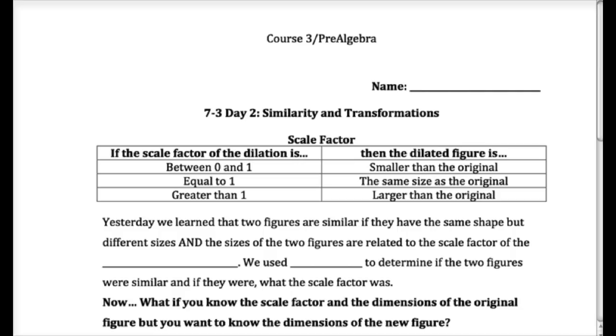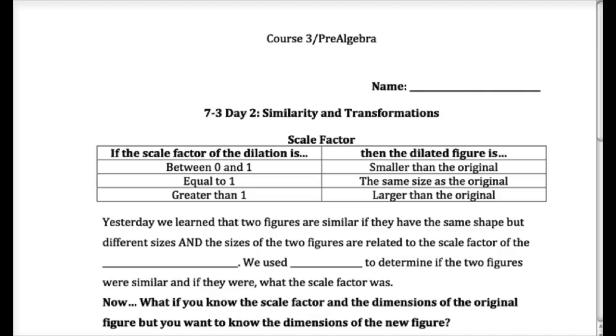All right. What you guys do is read through that scale factor table that we wrote there. The scale factor of the dilation is between 0 and 1. Basically, it means it's smaller than 1. What's true about the dilated figure? Smaller than the original? Exactly. It's smaller than the original.